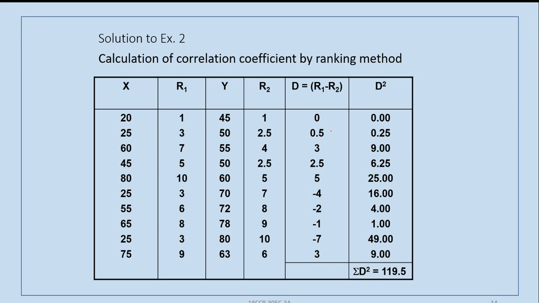While assigning ranks, please observe that 25 is repeated 3 times in the X series. That means 2 plus 3 plus 4 is 9, and 9 by 3 is 3; the average is 3. Likewise, in the Y series, 2.5 is repeated 2 times, and then from the fourth rank onwards we give continuous ranks. So sigma d square is 119.5. We will put the formula.